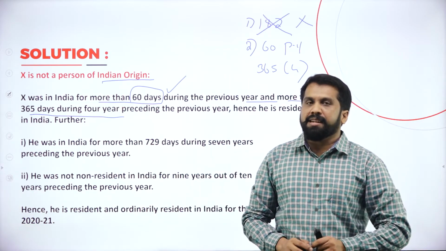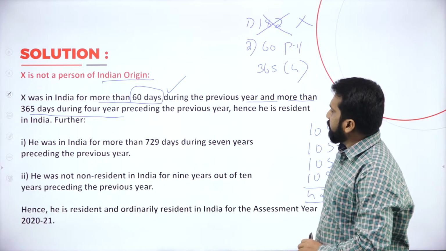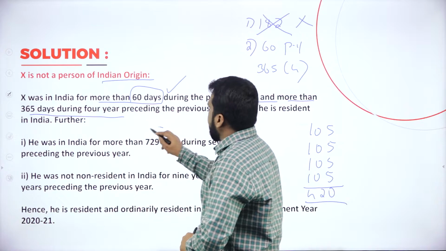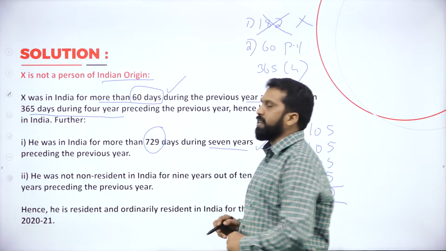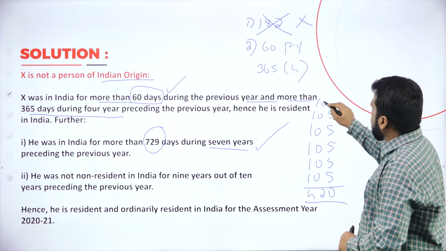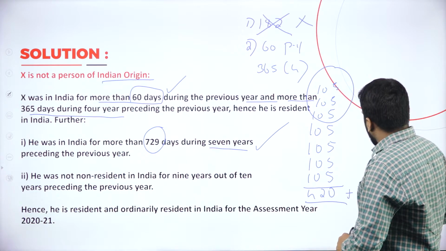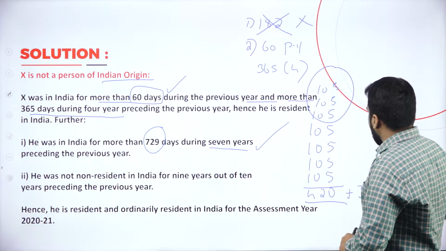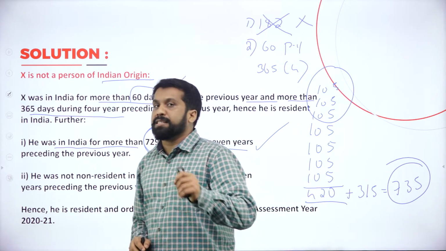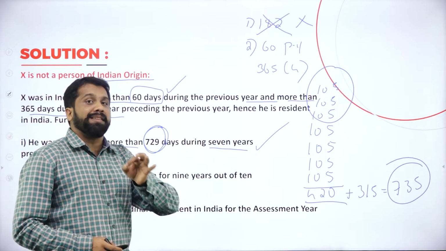He is a resident. Why? Because he fulfilled one of the basic conditions. Clear? Yes. We'll go for additional conditions. Now, was he in India for more than 729 days during the 7 years? Yes. Why? Because 4 years will get 420, 5th year 105, 6th year 105, 7th year 105. So plus 315, it will come to 735. So yes, he was in India for more than 729 days. Every year 105 days means for 7 years he was there for 735 days.